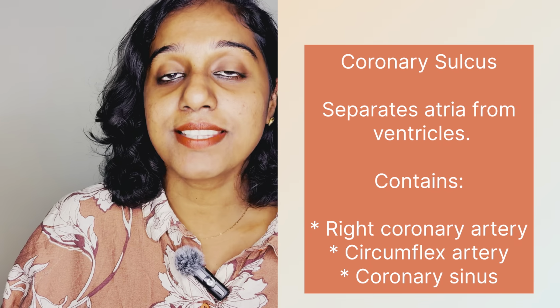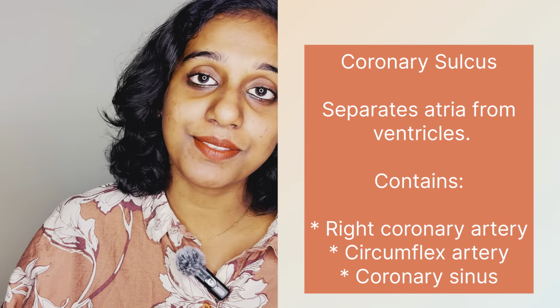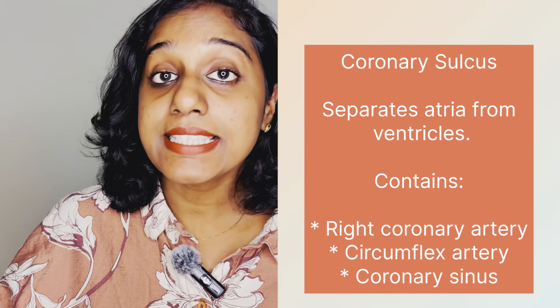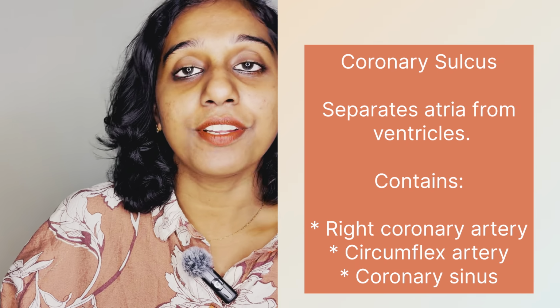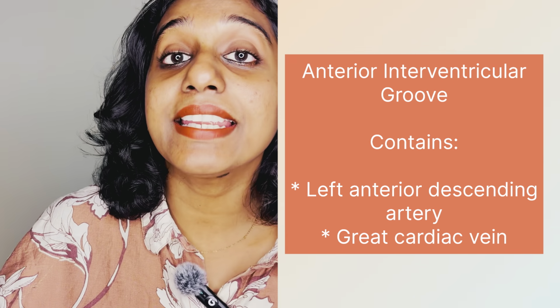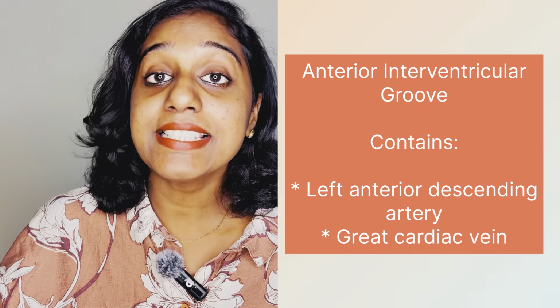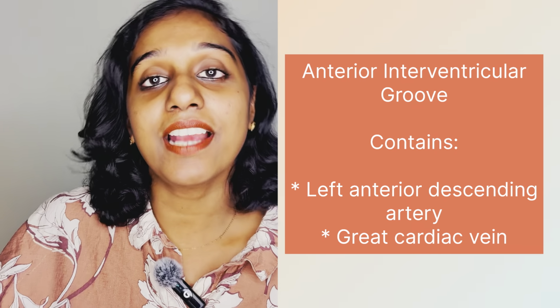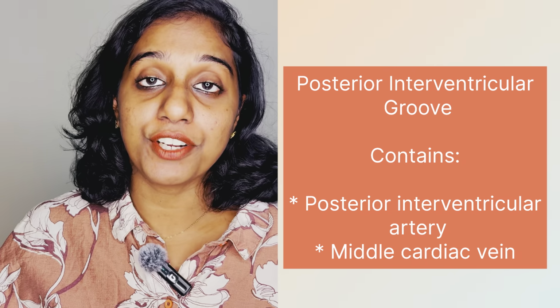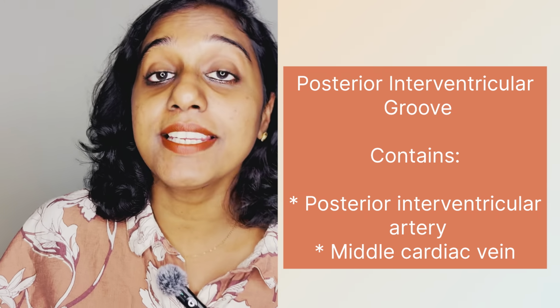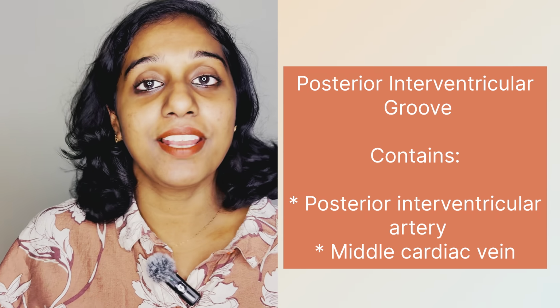Next is grooves of the heart. Coronary sulcus, which separates atria from the ventricles. It contains coronary artery, circumflex artery, coronary sinus. Next is anterior interventricular groove. Contains left anterior descending artery, right cardiac vein. Posterior interventricular groove. Contains posterior interventricular artery, middle cardiac vein.